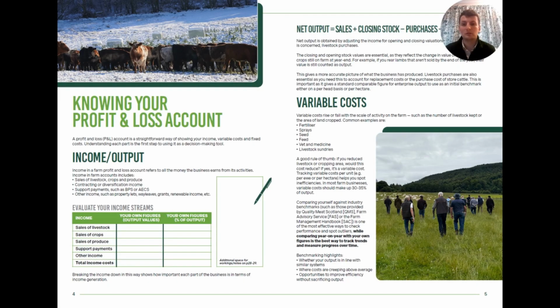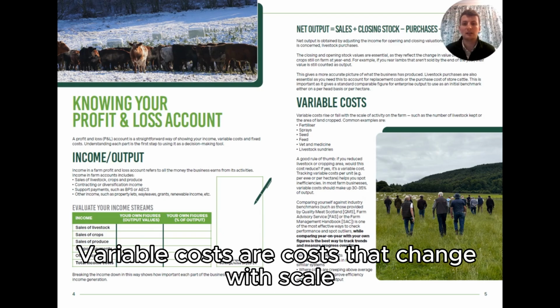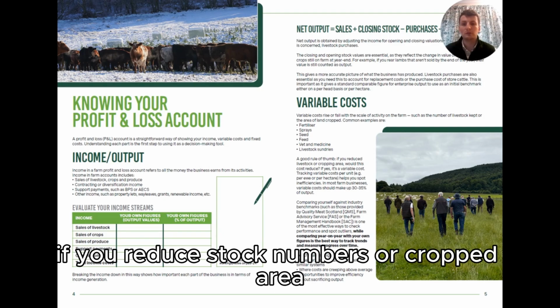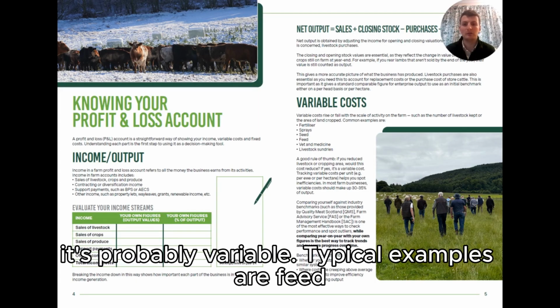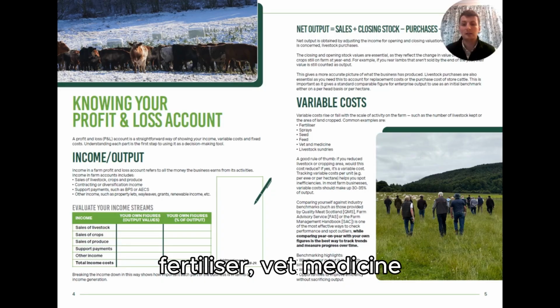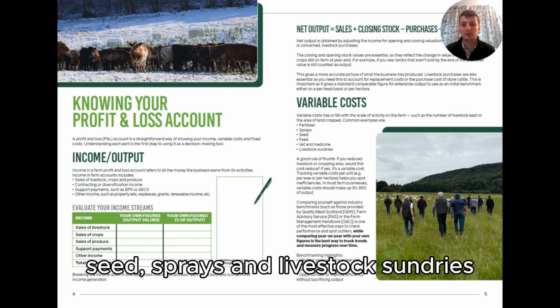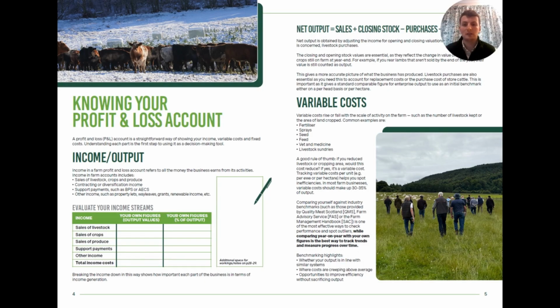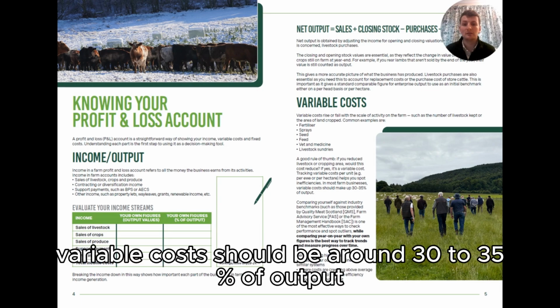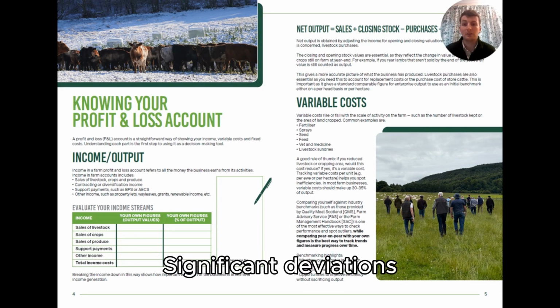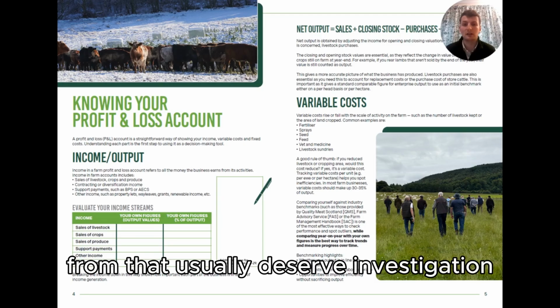Variable costs. Variable costs are costs that change with scale. If you reduce stock numbers or cropped area, would this cost fall? If yes, it's probably variable. Typical examples are feed, fertiliser, vet and medicine, seed, sprays, and livestock sundries. Tracking variable costs per ewe, per cow, or per hectare is vital. In most farm businesses, variable costs should be around 30 to 35% of output. Significant deviations from that usually deserve investigation.